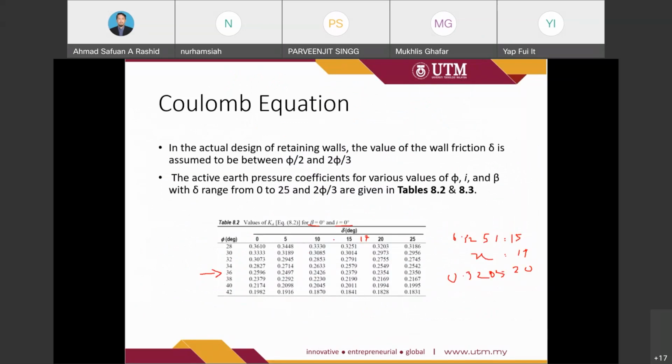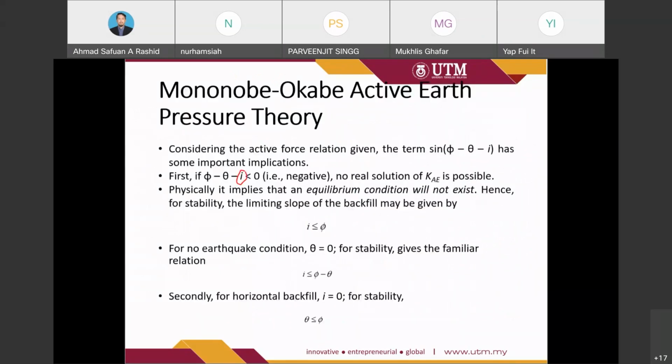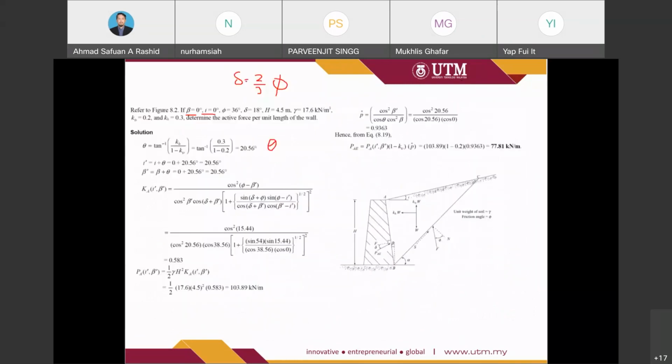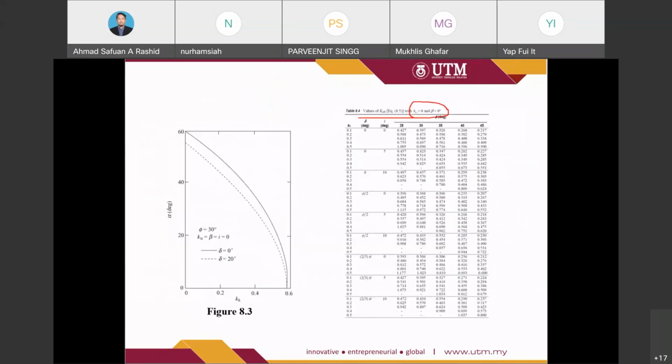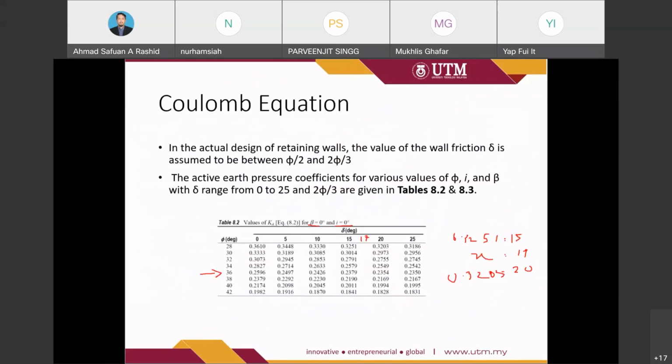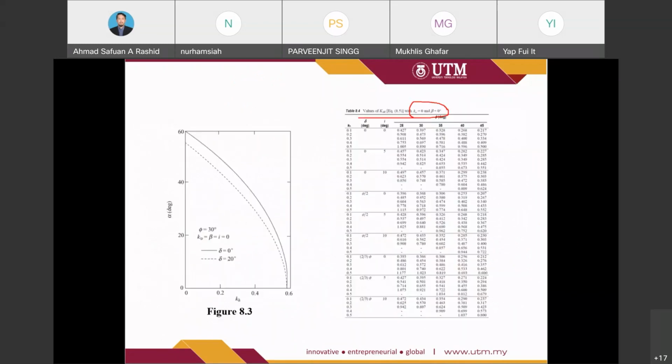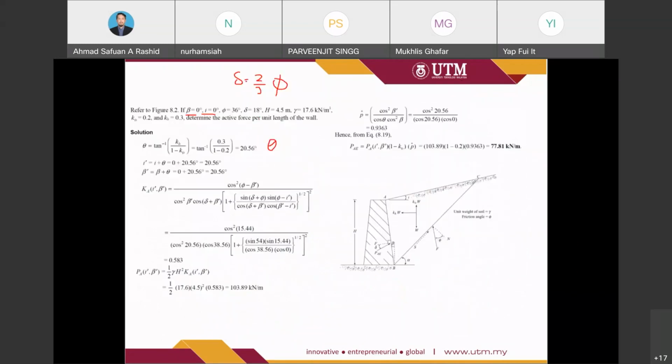However, the delta here is equal to 18. So it's very difficult to get the exact value for the Ka when the delta is equal to 18. If we use interpolation, it's very time consuming, so it's better for us to use the equations of the Ka directly. So the Ka is equal to 0.583.